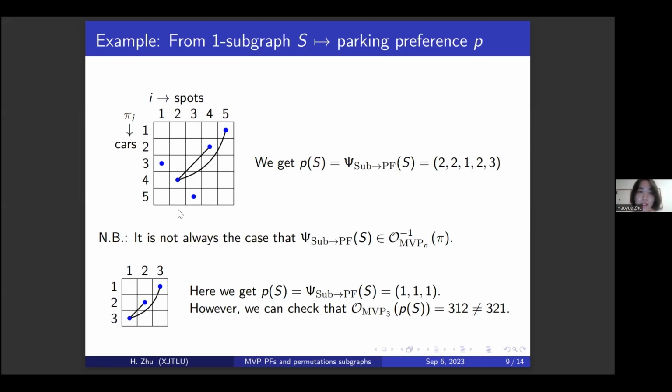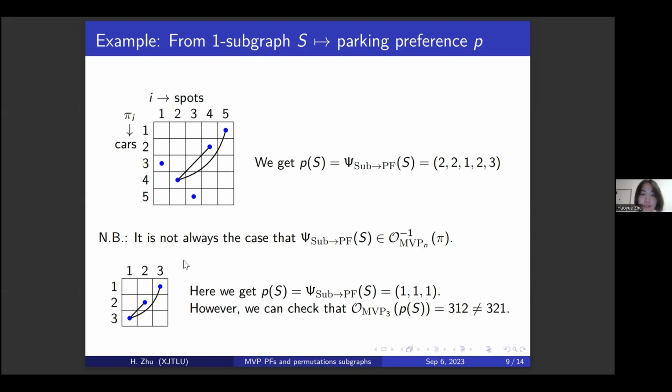So we combine them together and, expressing based on the sequence of cars, we can get a corresponding parking function, which is 2, 2, 2, 1, 2, 3, like this. But please note that this is not always the case. If we get the corresponding parking function with this map based on our one subgraph, we can make the corresponding parking function belong to the set of fibers, which includes different parking functions having the same outcome.